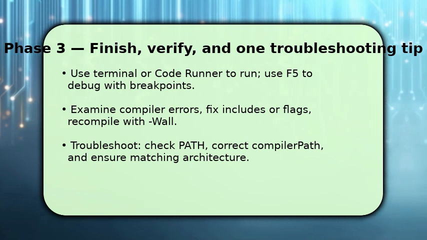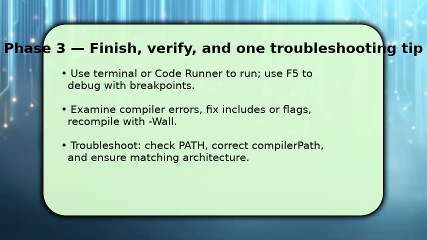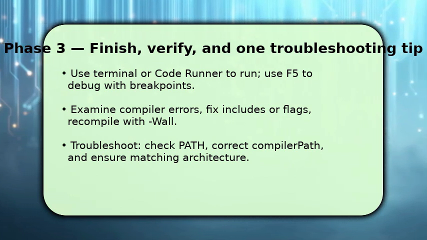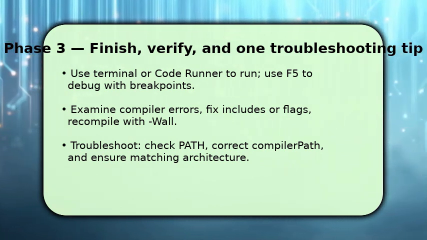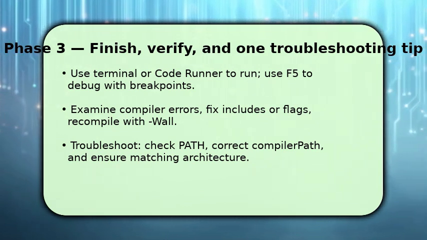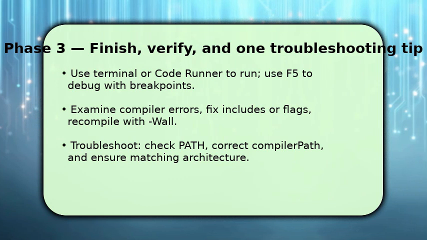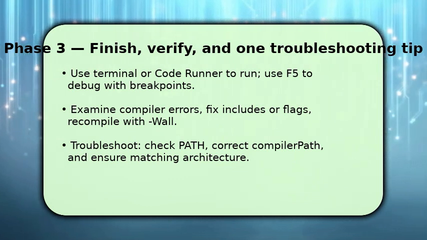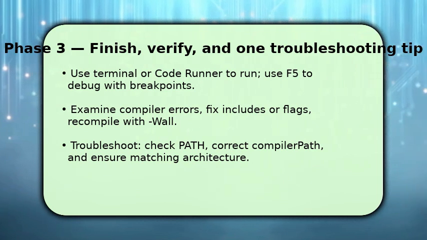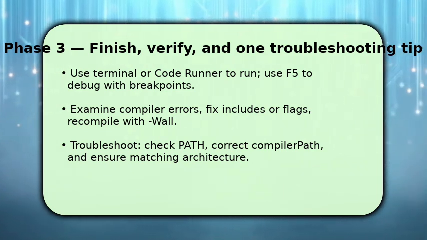If the build fails, read the errors. Missing headers need include paths, linker errors need correct flags, and recompile with -Wall to reveal warnings. If debugging fails, make sure your path matches the selected compiler path and that you're not mixing 32-bit and 64-bit toolchains. One key tip: verify the terminal shell runs the same environment as VS Code to avoid path issues.